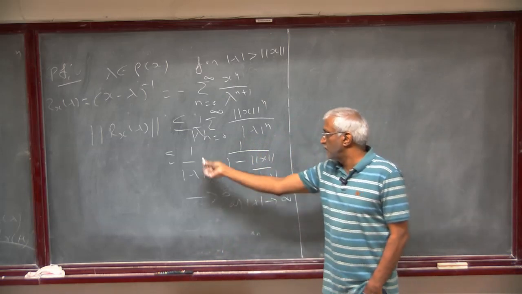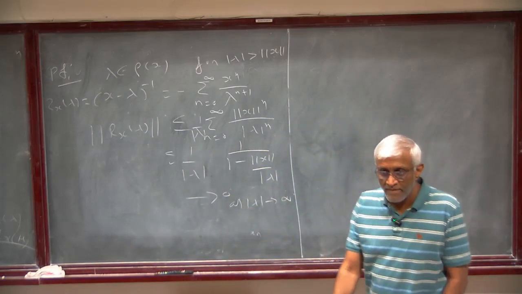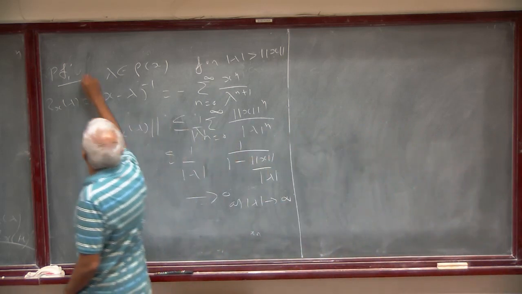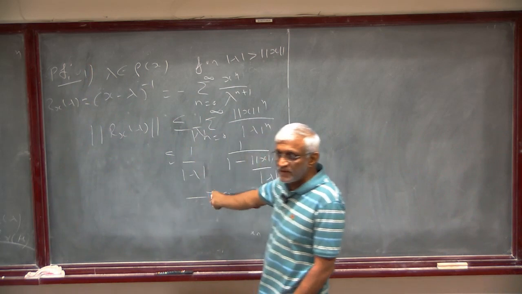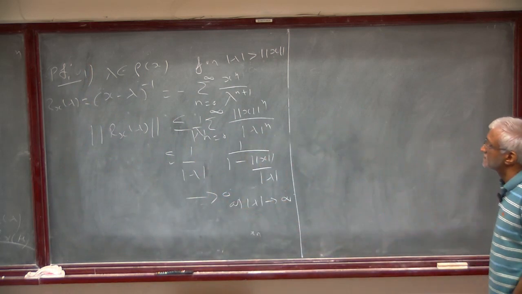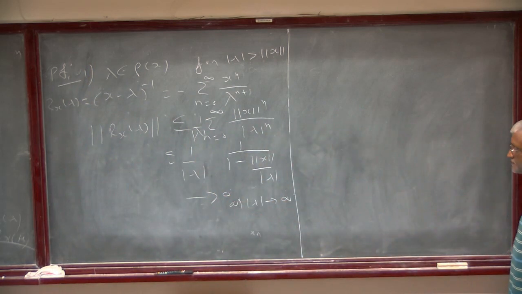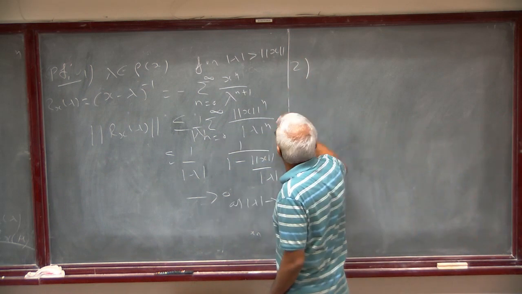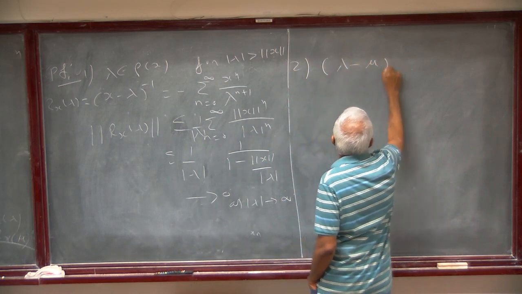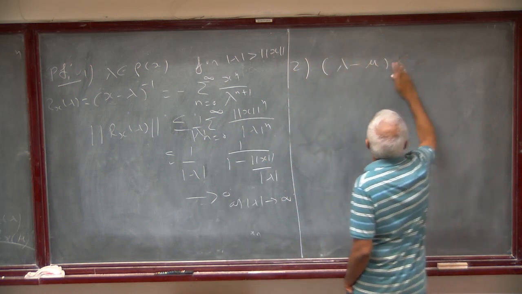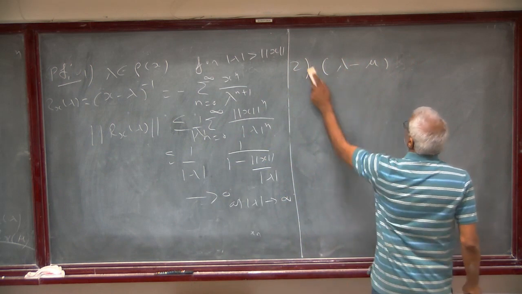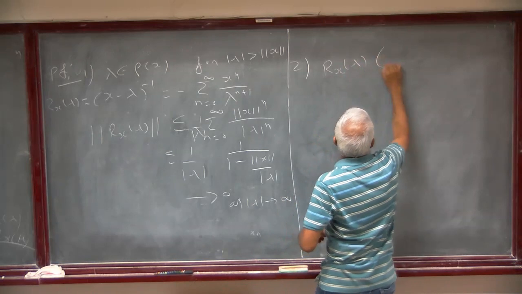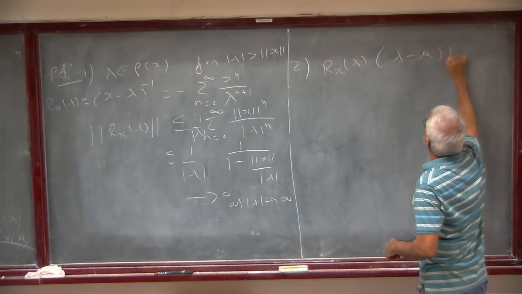This will go to 0, that will become 1. The same calculation we have, just a geometric series, and we complete it. So 1 is clear, 2 is also clear. In 2 we want to compute this, λ minus μ times Rx(λ). It's a scalar, so of course we can write it like Rx(λ), λ minus μ times Rx(μ).